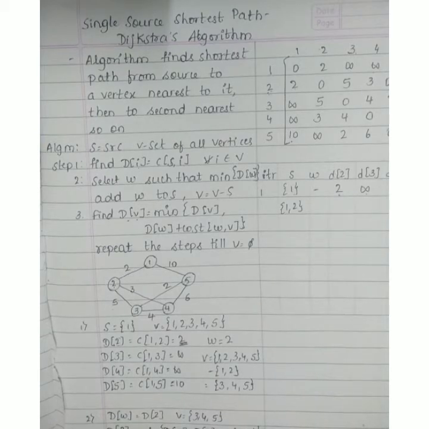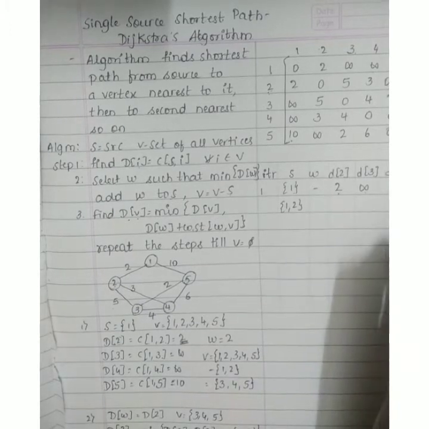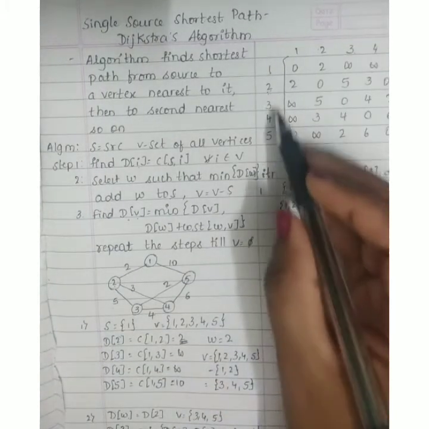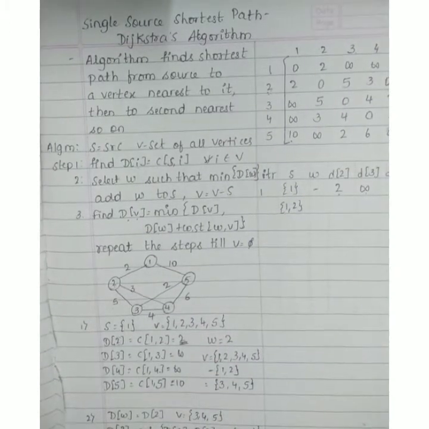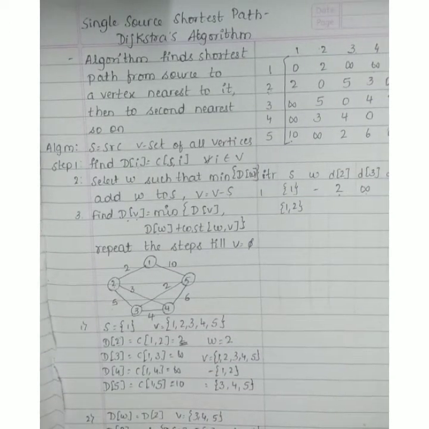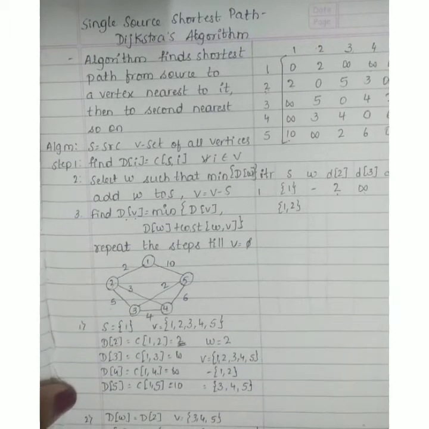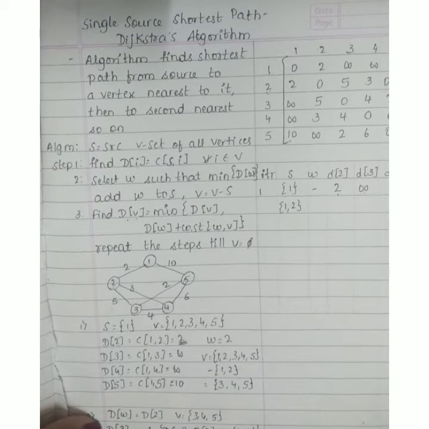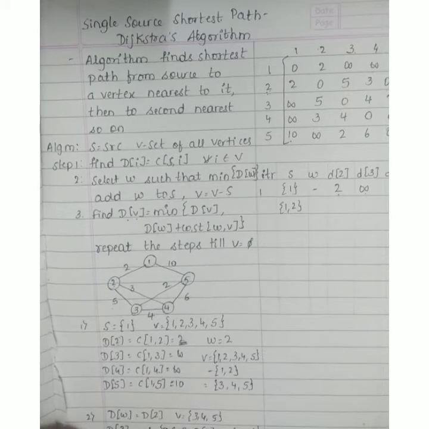Next, D of 5. This is minimum of D of 5 or D2 plus cost of 2 to 5. What is D of 5? It is 10, comma, D2 is 2 plus cost 2 to 5. For 2 to 5, the cost is infinity. Among these two, which is minimum? It is 10. Now we see the distances are 7, 5 and 10. Among these three, which is minimum? 5. So this distance is minimum. We will be identifying the node corresponding to this distance.